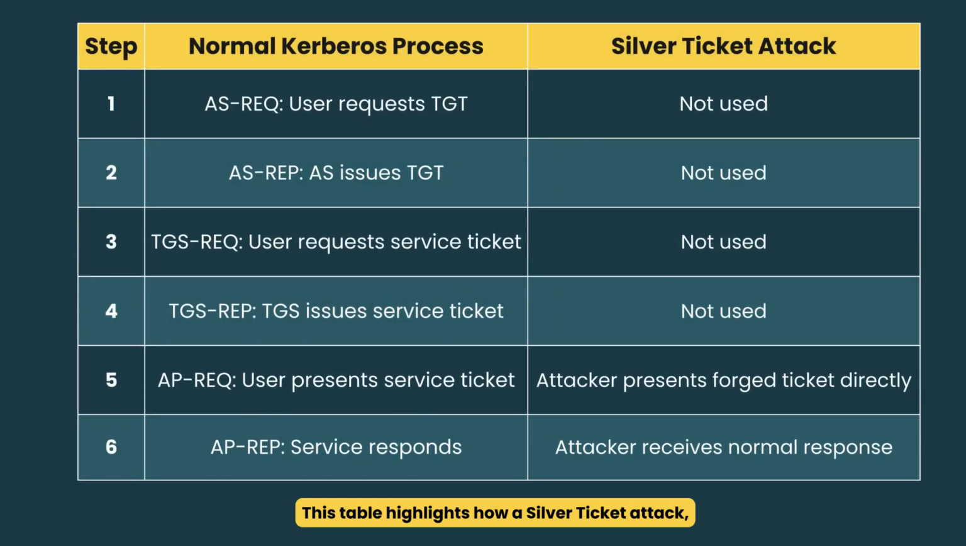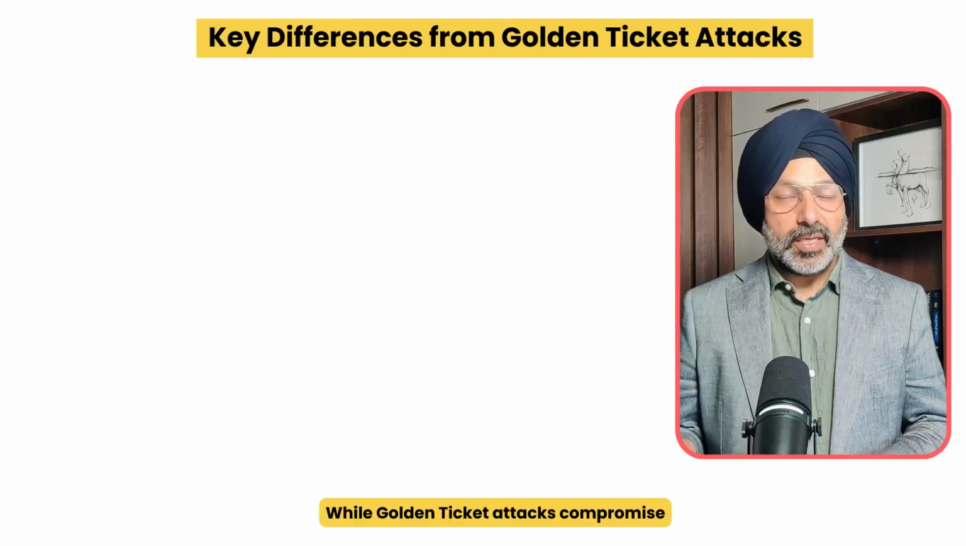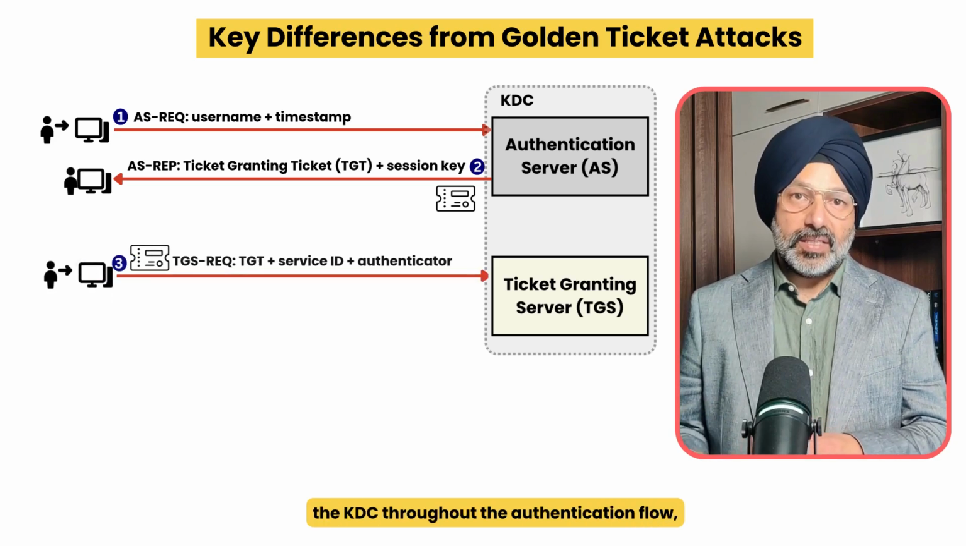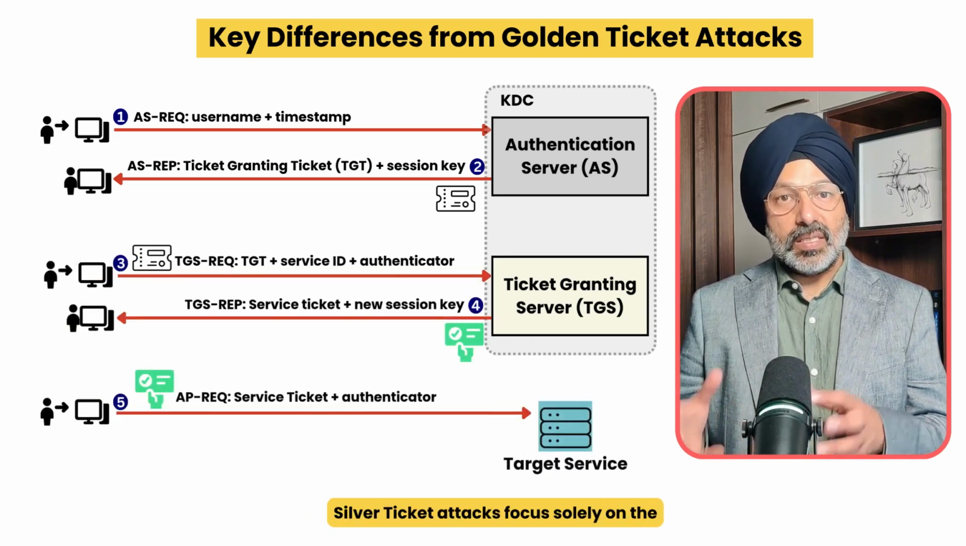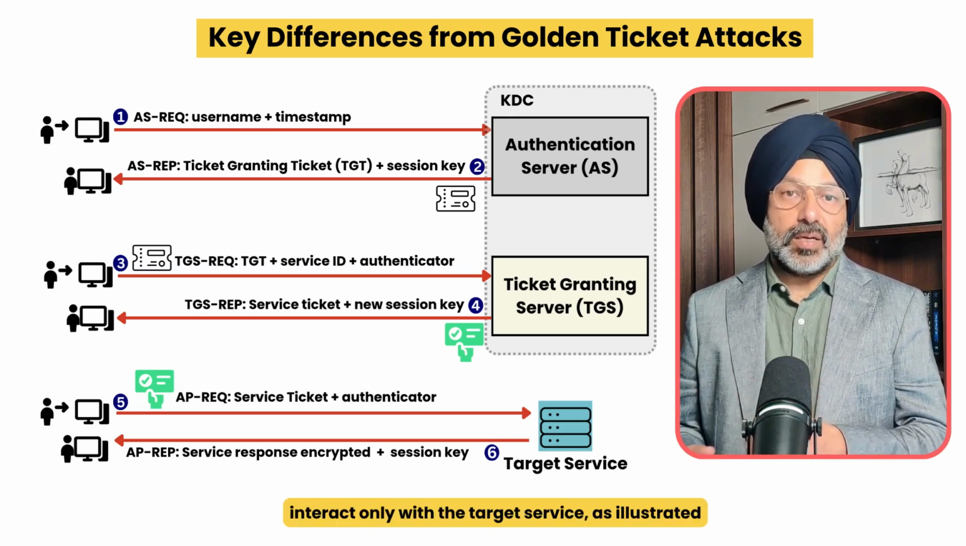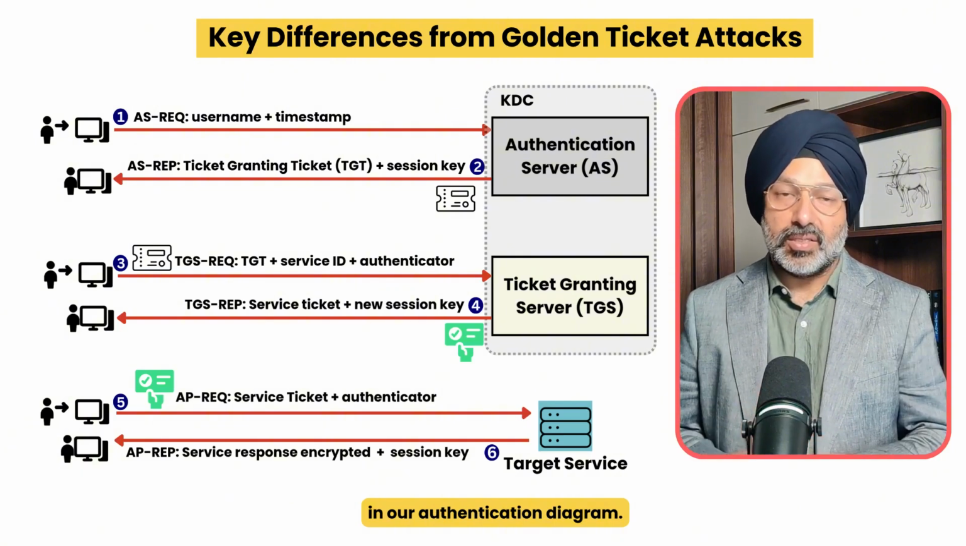This table highlights how a silver ticket attack subverts the normal Kerberos authentication process. Notice that unlike standard authentication, the attacker skips the steps involving the key distribution center and interacts directly with the target service. This bypass is what makes silver ticket attacks hard to detect. While golden ticket attacks compromise the KDC and interact with it throughout the authentication flow, silver ticket attacks focus solely on the service ticket and interact only with the target service, as illustrated in our authentication diagram.